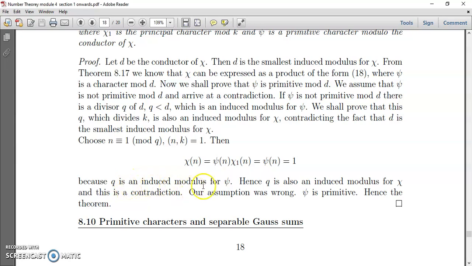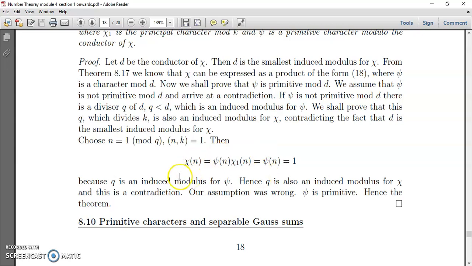Because q is an induced modulus for psi, so that is because we have assumed that q is an induced modulus. Hence q is also an induced modulus for chi, and that is a contradiction because we have assumed that d is the smallest induced modulus for chi. So if q is an induced modulus for chi, then q should be the smallest induced modulus for chi. So that is not possible.